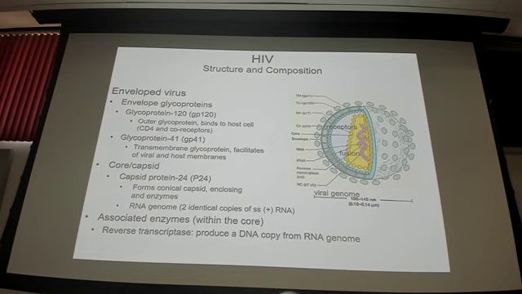Okay, so P24 is important when we're diagnosing it because we can see this protein on Western blot, so we can use this as an indicator that this virus is present.